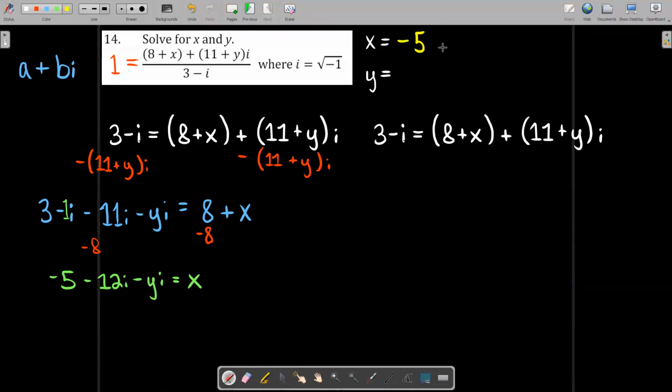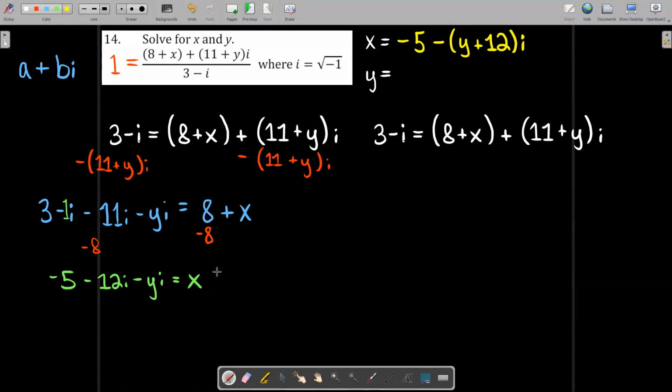-5 minus 12. You know what? We're going to put this in standard form with the variable in front. I think that's better. And you know, I'm going to go ahead and factor out the -1 as well. I think it'll look nicer that way. So minus y plus 12i.